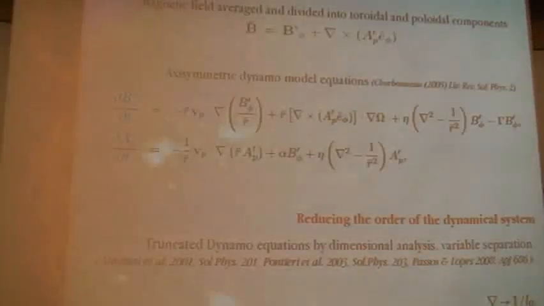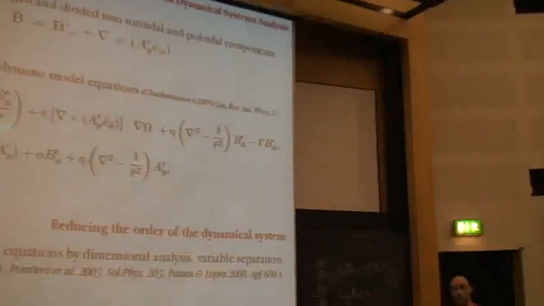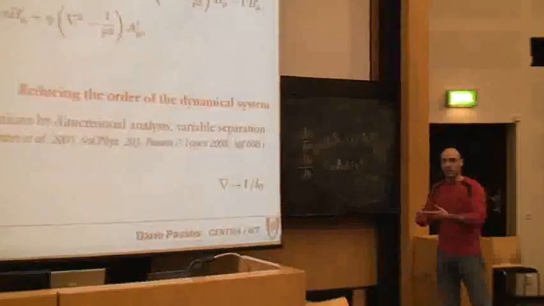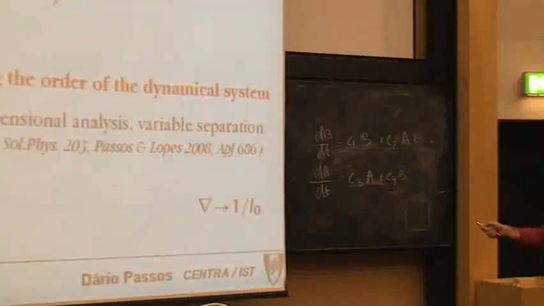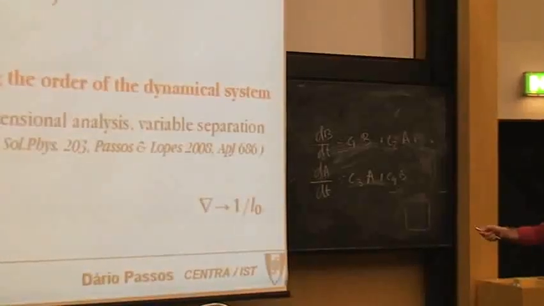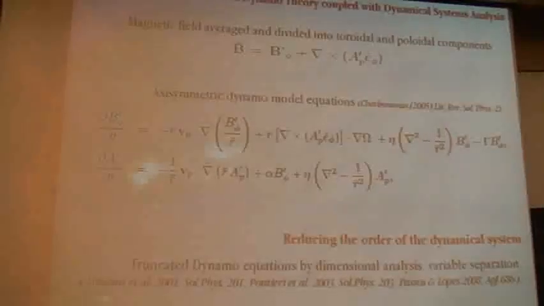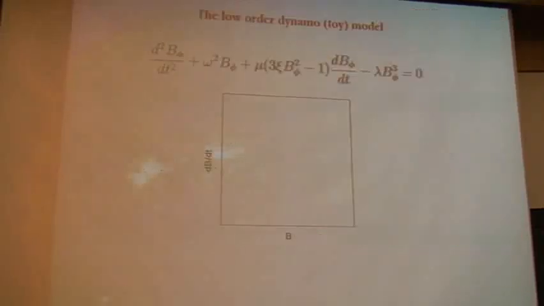Basically, these coefficients contain all the structure of the sun: meridional circulation, rotation, everything that is outside these coefficients is going to be compacted somehow here. Then we differentiate this equation, substitute this in there, and basically we end up with this expression over here.